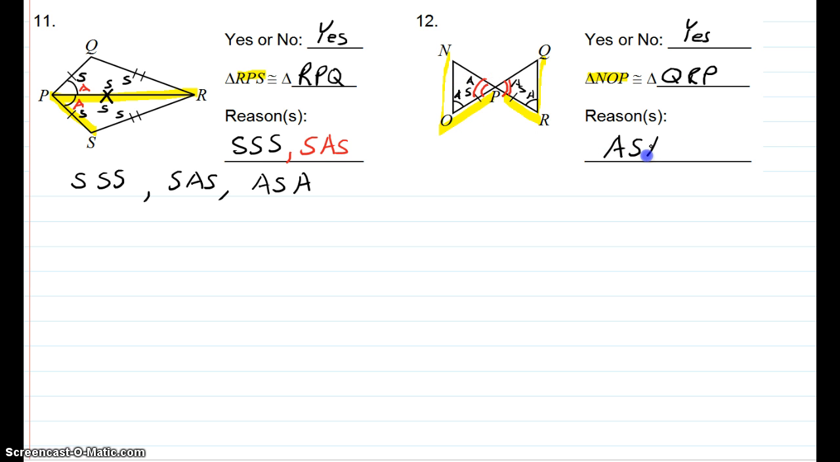And like we said before, it's angle, side, angle. And so let's check our other possibilities. Side, side, side. I only know one side, so I'm not going to be able to use that. Side, angle, side. I'm not going to be able to use that because, again, I only know one side for sure. So the only reason here is angle, side, angle.